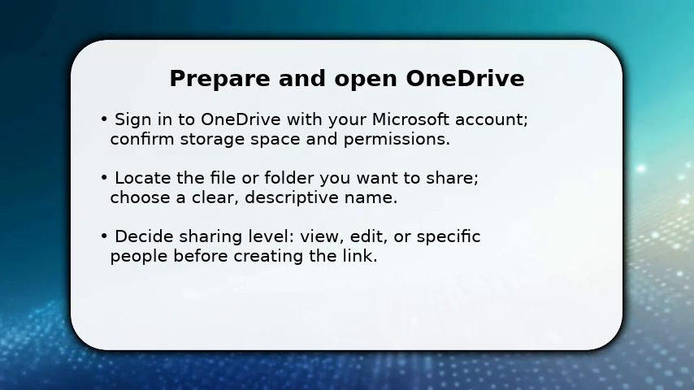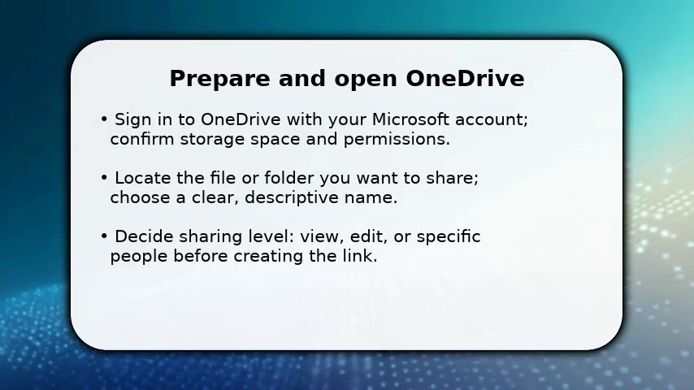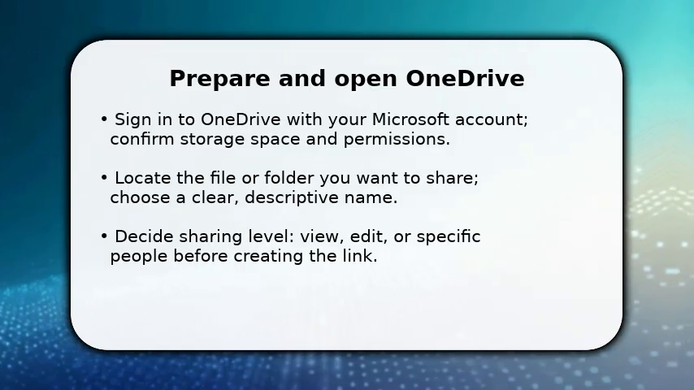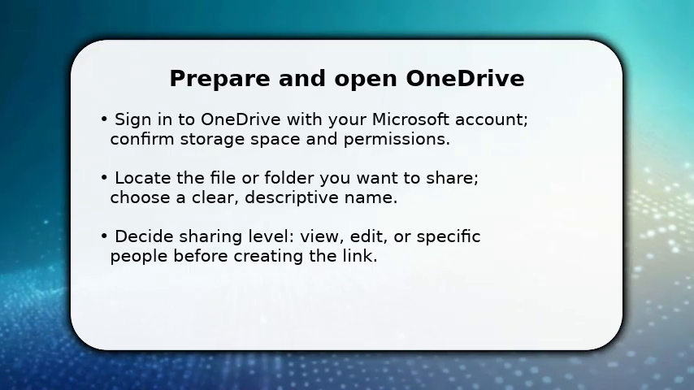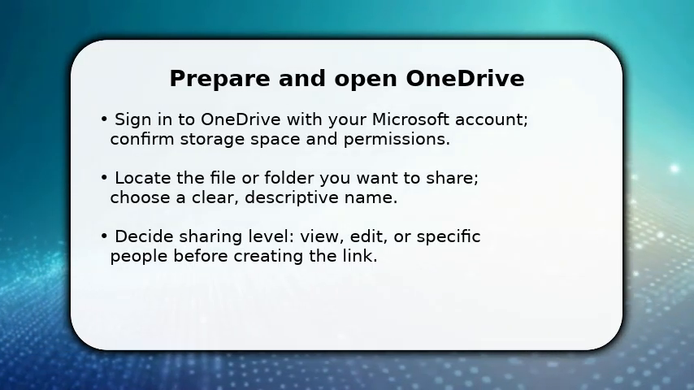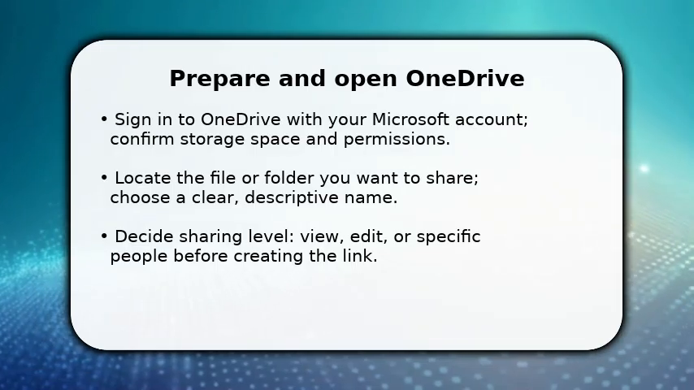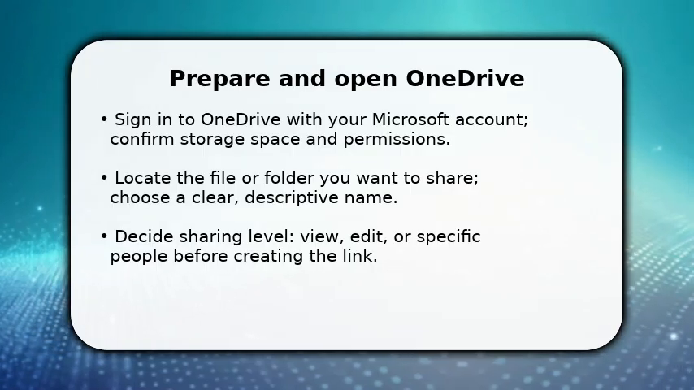Enjoy the video. You start by opening OneDrive in the app or web. Sign in and confirm you have the correct account and enough storage. This prevents permission conflicts. Once done, find the exact file or folder and verify its name so recipients know its purpose. Now choose the initial sharing level, view, edit, or specific people, because that determines control and risk.